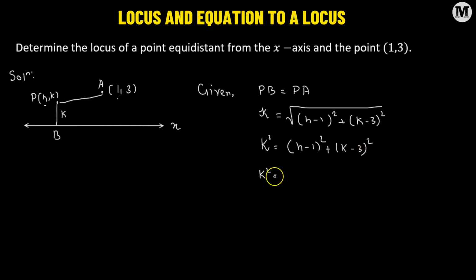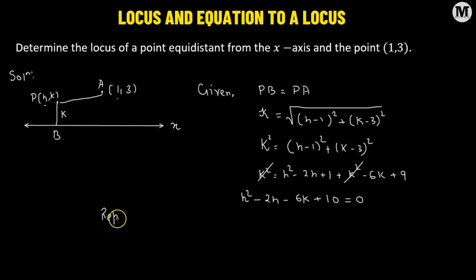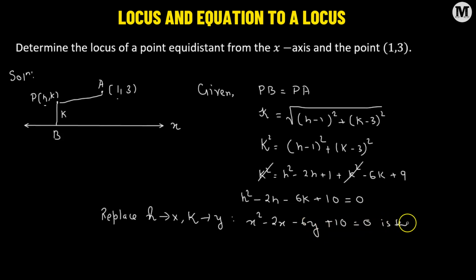So k squared is equal to h squared minus 2h plus 1 plus k squared minus 6k plus 9. Now we can cancel out k squared from both sides and rewrite the equation as h squared minus 2h minus 6k plus 10 equals 0. We're almost there. In the final step, we're going to replace h with x, and k with y. This means we get x squared minus 2x minus 6y plus 10 equals 0, and this is the locus of the point.